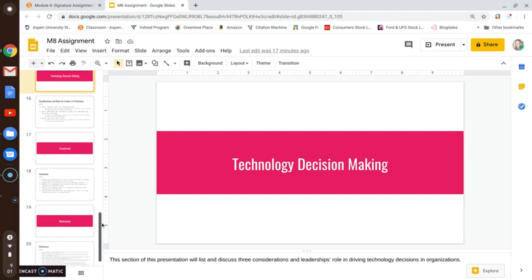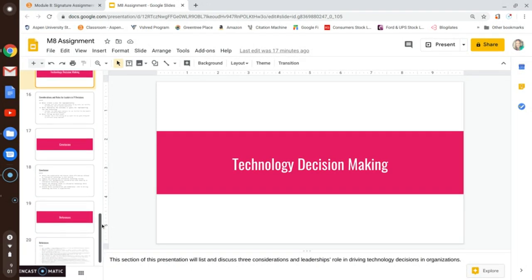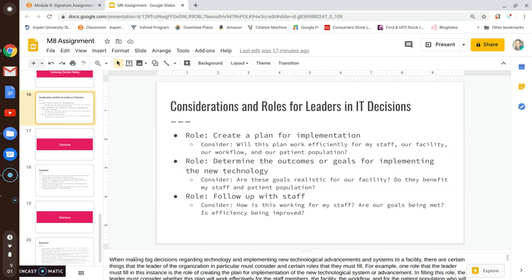Technology decision making. This section of the presentation will list and discuss 3 considerations and leadership roles in driving technology decisions in organizations. When making big decisions regarding technology and implementing new technological advancements and systems to a facility, there are certain things that the leader of the organization in particular must consider and certain roles that they must fill.